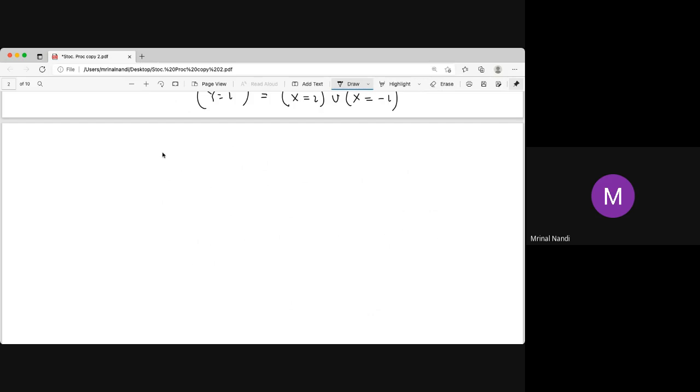Now we are going to define the different moments, expectations and moments. So we define, let's say x is a random variable. It is a discrete random variable.